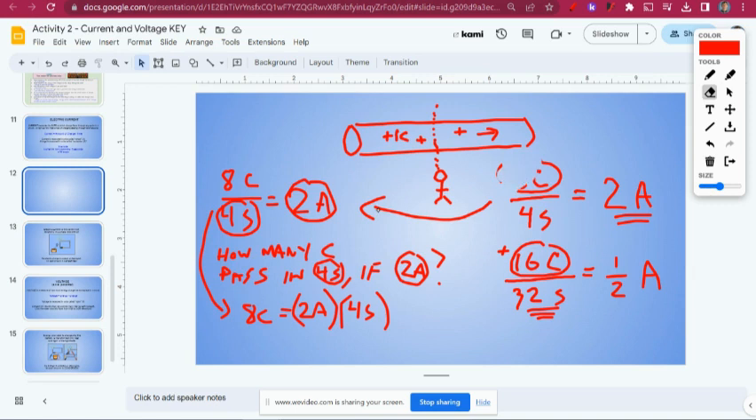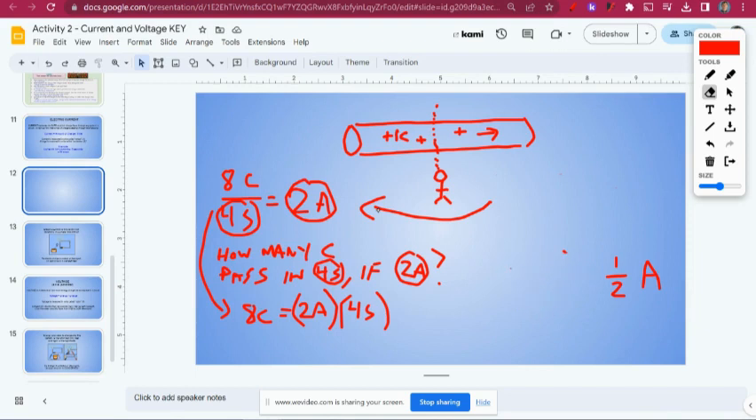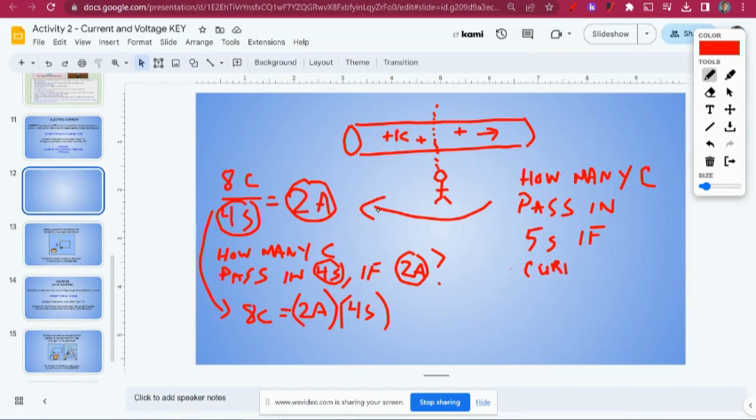Let me just give you another example that's a little bit less obvious. So let's say that, for example, the question is, how many coulombs pass in, how about 5 seconds if the current is 4 amps?